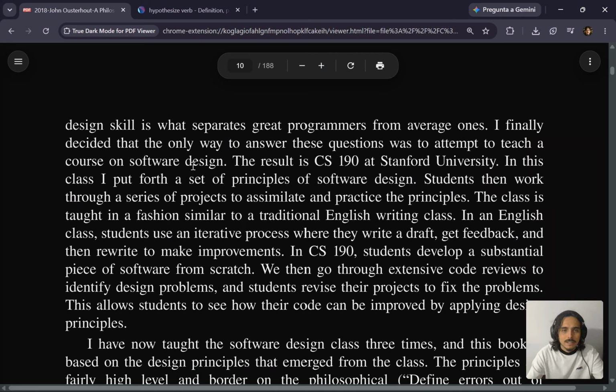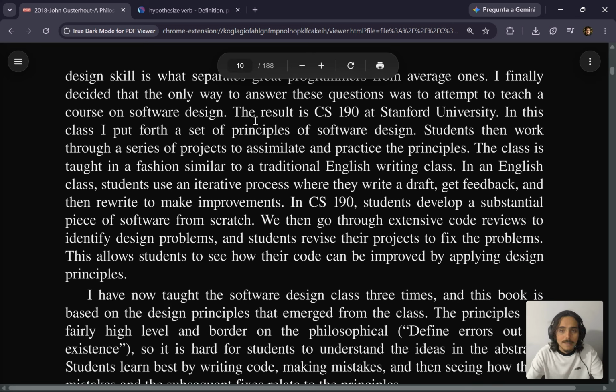I finally decided that the only way to answer these questions was to attempt to teach a course on software design. Yeah, the best way to learn something is by teaching. In some way, that is the reason that I'm recording this, because I know nothing, barely. I know a couple of words, but no more than that. And I want to learn this properly, so I thought, okay, I'm going to record myself while learning this and while trying to explain what I am learning. I agree with this approach. So yeah, that was the attempt.